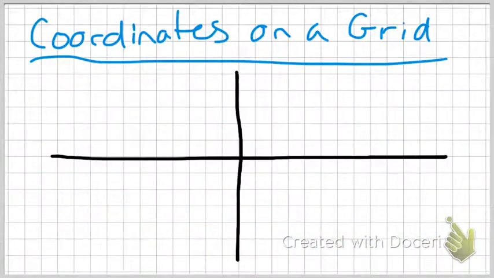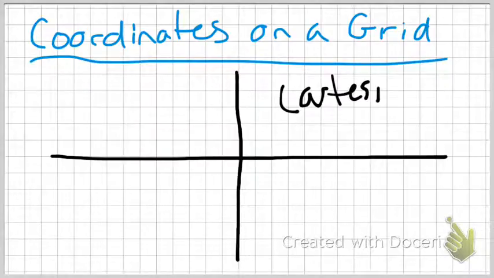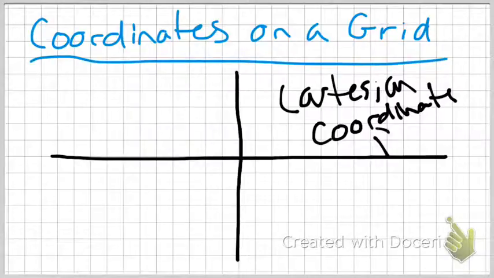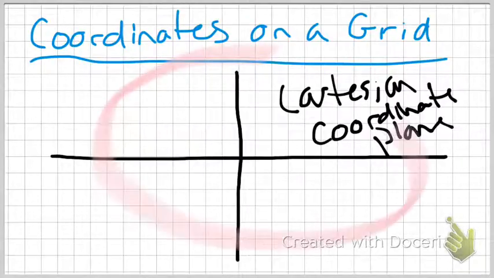When we think about our grid, our Cartesian plane, Cartesian coordinate plane. Okay, this is what this is. All this right here, Cartesian coordinate plane.